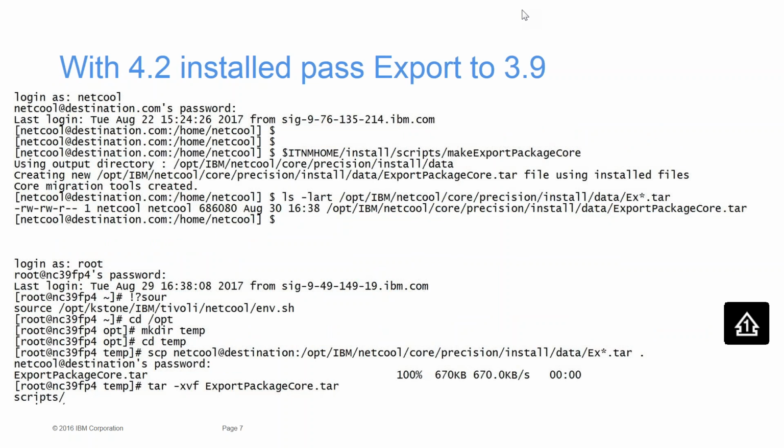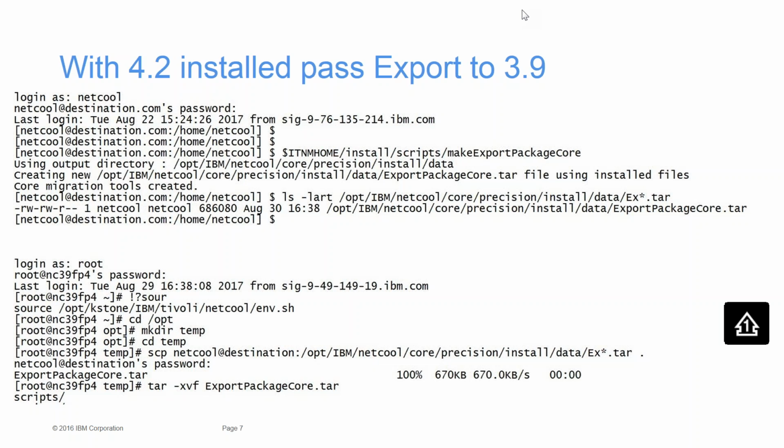Slide 7, so now we're starting. The first thing here is, with 4.2 installed. I hope that's not too big a hurdle to start with, but in this example, I've installed 4.2 on a box where Netcool is the installer, and the name of the server is destination.com. So this is my 4.2, and this is my destination of where I want my 3.9 data moved to. You can see the first command I give there, the 5th line, I'm going to run this make export package script, and it's going to create an export package.tar file.